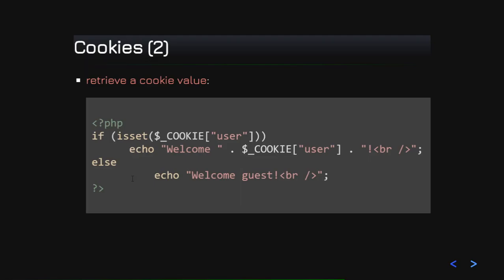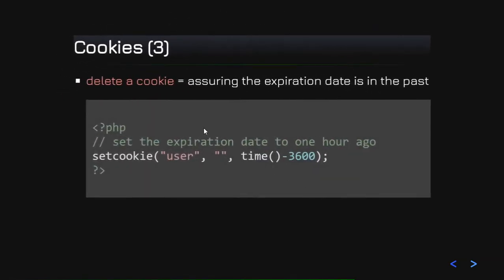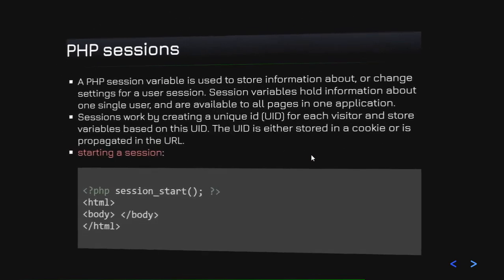And at the server in PHP, I can check whether the cookie is set. So if the user cookie is set, then I just display this message. Otherwise, I display welcome guest. I can delete a cookie by making it expire, so setting the expiration date in the past. So this is how I delete the user cookie.